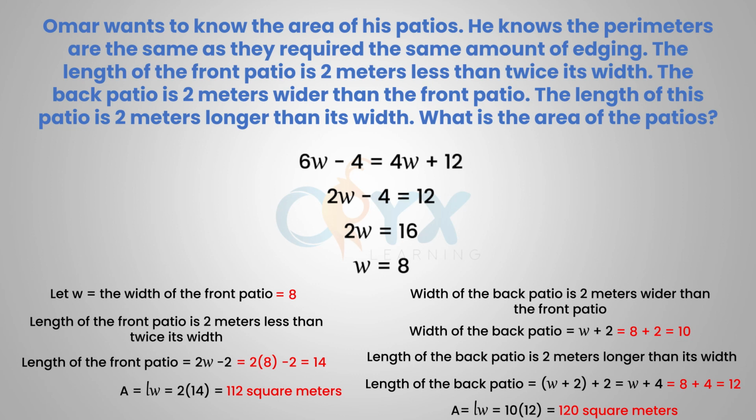So the area of the front patio is 112 square meters. The area of the back patio is 120 square meters.